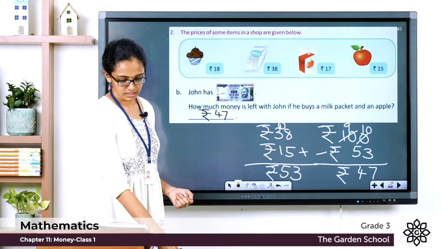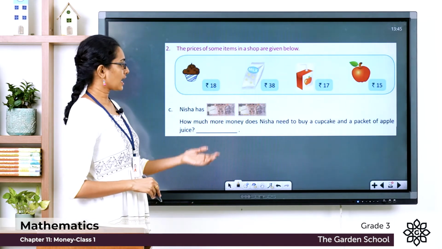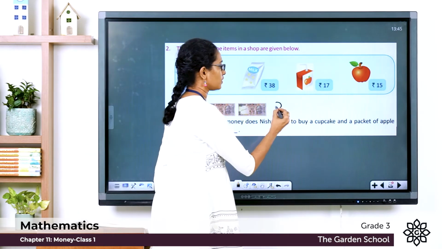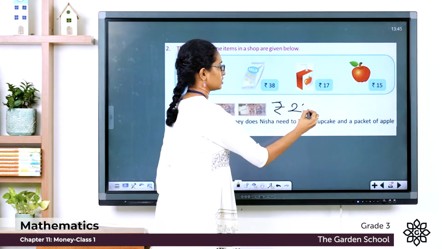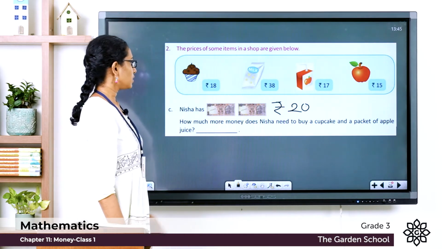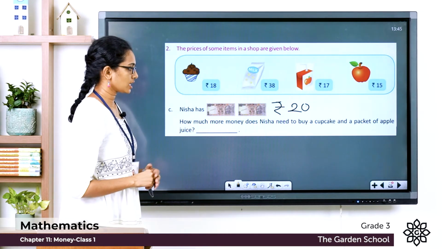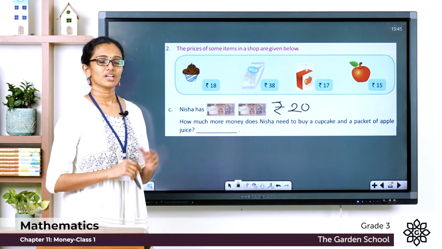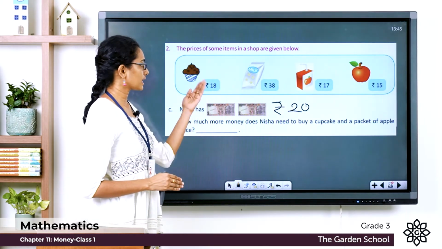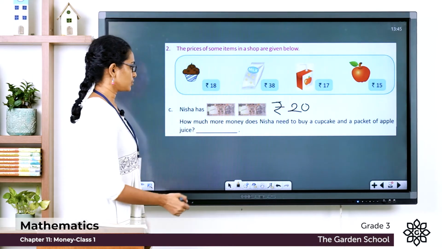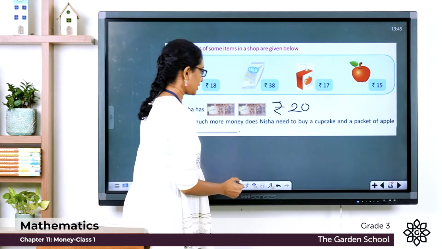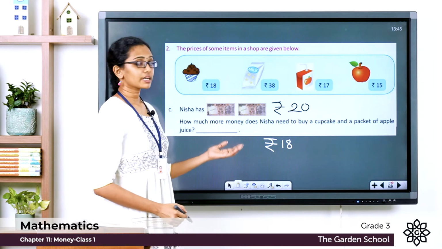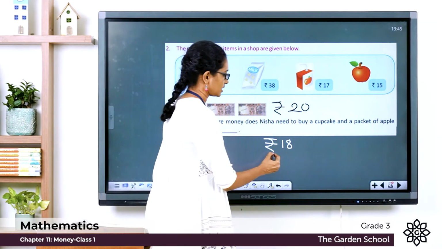Now let's see the next question. Question C. Nisha has two 10 rupee notes with her, which means she has an amount of rupees 20. 10, 20. Now, how much more money does Nisha need to buy a cupcake and a packet of apple juice? So, let's first check what is the cost of a cupcake and a packet of apple juice. So, a cupcake costs rupees 18 and a packet of apple juice costs rupees 17.